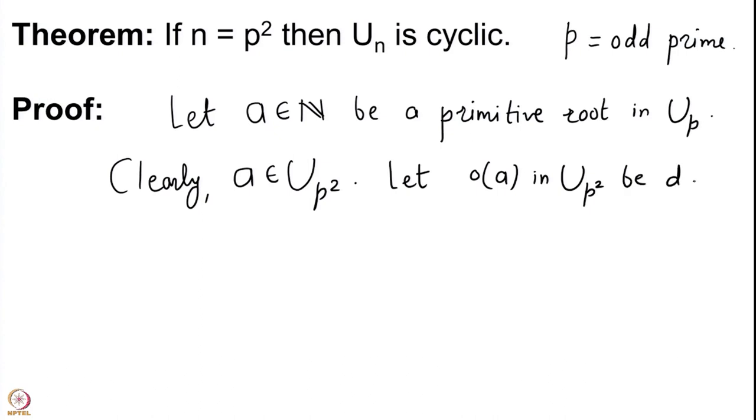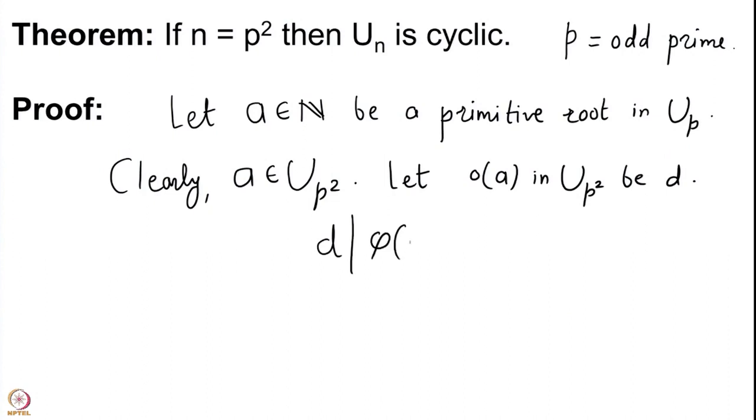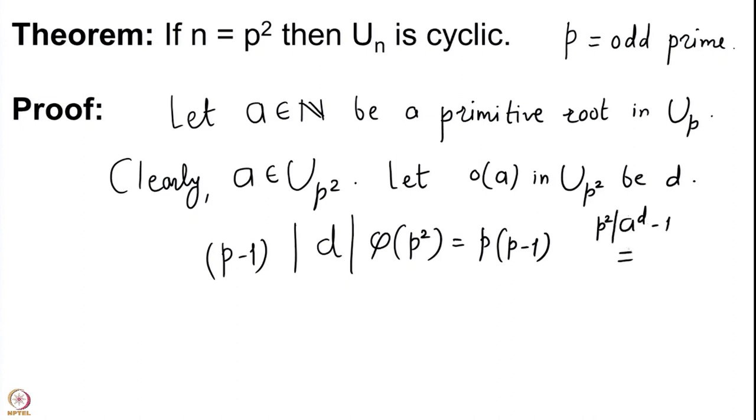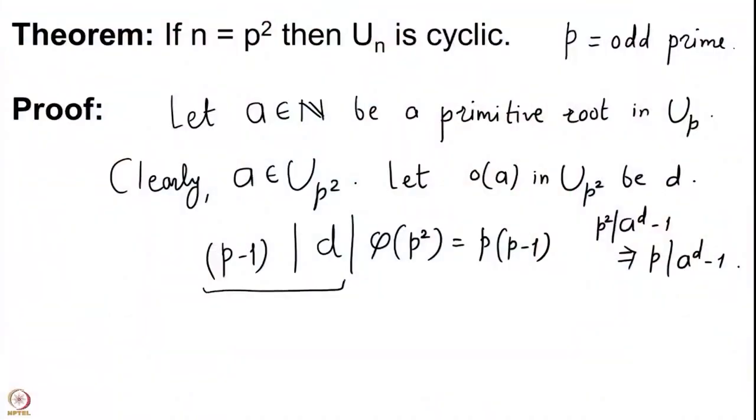We want to check whether d is equal to phi(p²). Phi(p²) is p into p minus 1. So, we of course have that d will need to divide phi(p²), which is p into p minus 1, but p minus 1 will also divide d. The reason being that a^d minus 1 is divisible by p² would imply that p also divides a^d minus 1, and since we have started with a primitive root in U(p), the order of a in U(p) is p minus 1. So, p minus 1 will therefore have to divide d, and d needs to divide p into p minus 1.